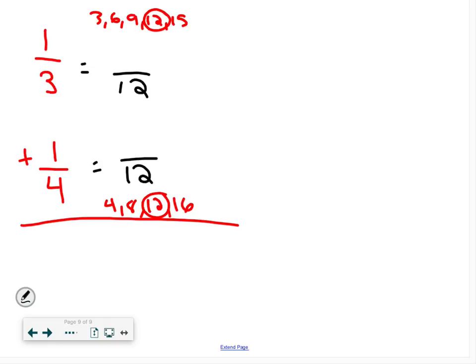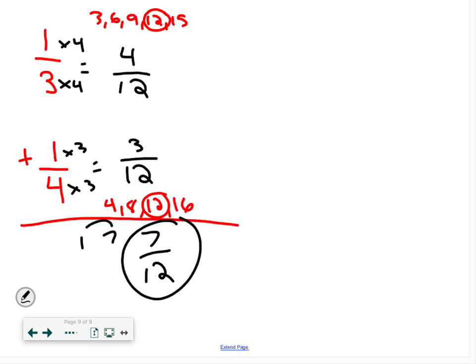So from 4 to get to 12, I have to multiply by 3, which means that my new numerator is 3 and my new denominator is 12. Then up here, if I get from a 3 to a 12, I have to multiply by 4, and my new numerator is 4. Now I can add: 4 plus 3 is 7, and my denominator is 12. I'm going to check to see if I can simplify this. I'm noticing that 7 is prime, and the only factors of 7 are 1 and 7. And I know that 7 is not a factor of 12, so I know that it is in simplest form, and I'm done with this problem.